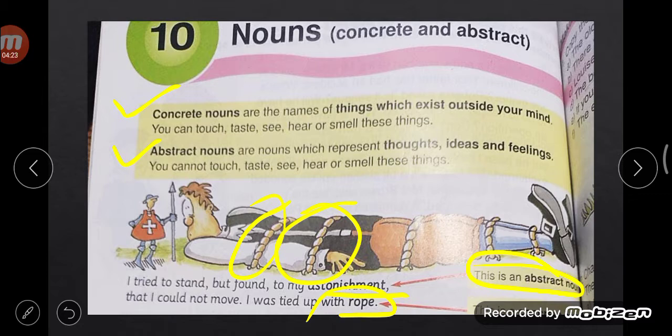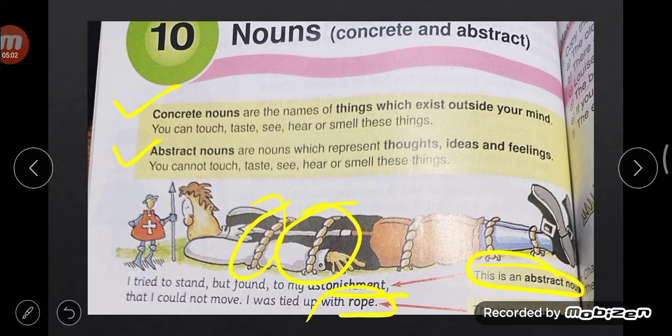So I'm going to repeat again. What are abstract nouns? Abstract nouns are the words showing emotions, feelings, states, thoughts, or ideas that are just in our mind. So we cannot touch, taste, see, hear, or smell them. Now, concrete things exist outside our mind, and we can touch, see, taste, hear, and smell them. I hope this is clear to you now.